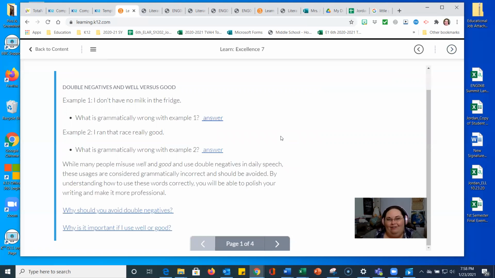What would be a way to fix that sentence? How could we say it properly?